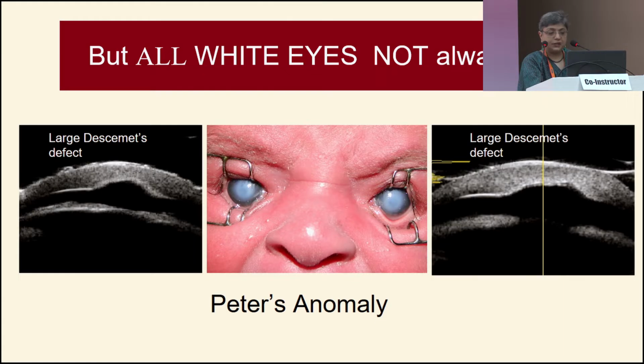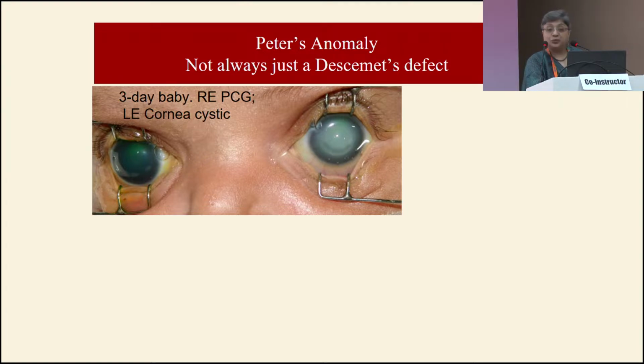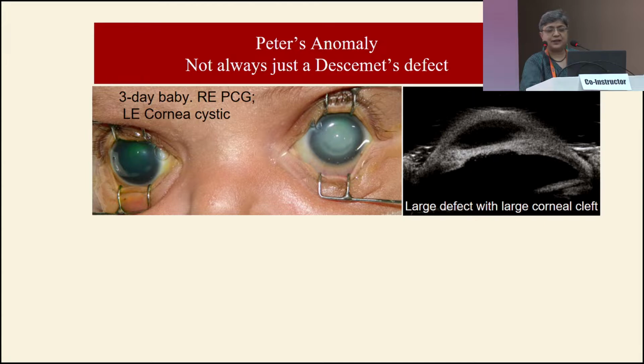So we've seen a lot of Peters abnormalities. These are large Descemet's defects on both eyes, but the clinical clue is that little bit of central clearing in the cornea, which would make you look for a Descemet's defect on the UBM. But it's not always only a Descemet's defect. So this 3-day-old baby, and the left cornea is a little clearing in the center, but there's something that tells you that something is wrong, and it's looking a little cystic, in fact. So what this baby had was what we now call a large corneal cleft. For lack of how to describe this, we started calling these corneal clefts.